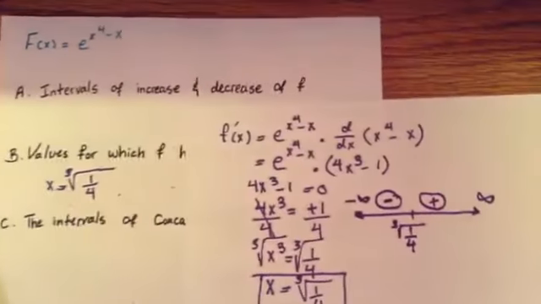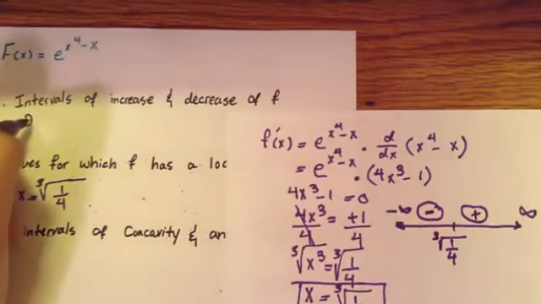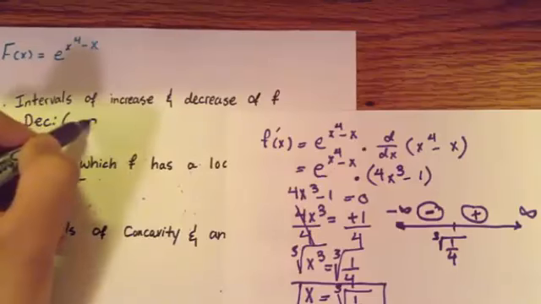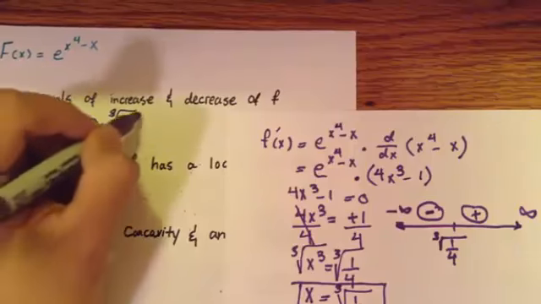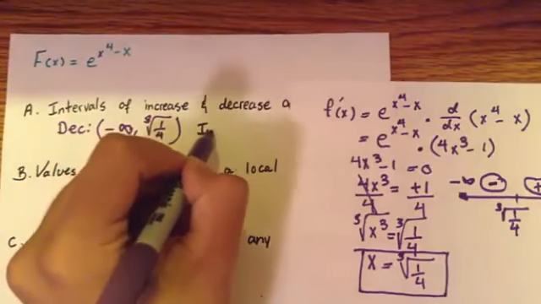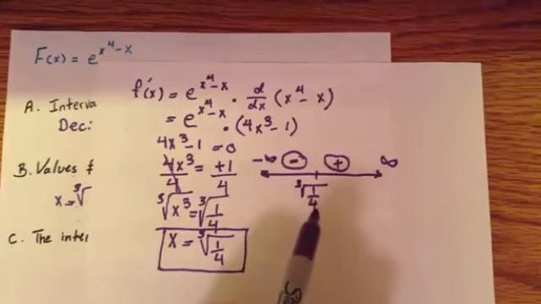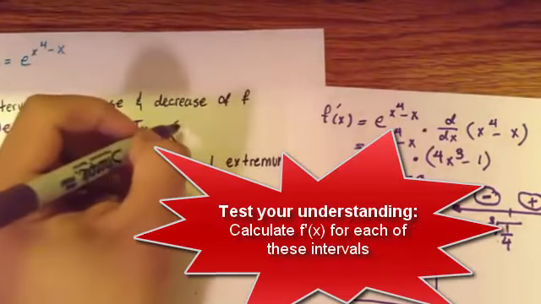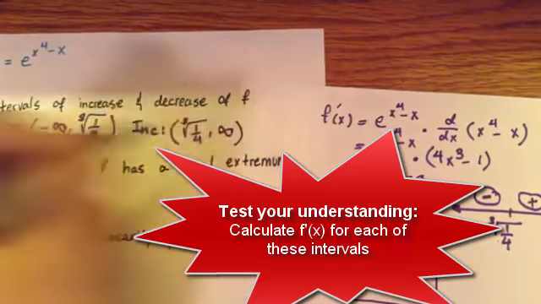So pretty much we're going to have our interval of decrease from negative infinity to the cube root of 1 over 4. And for our increase, we're going to have from the cube root of 1 over 4 to positive infinity.